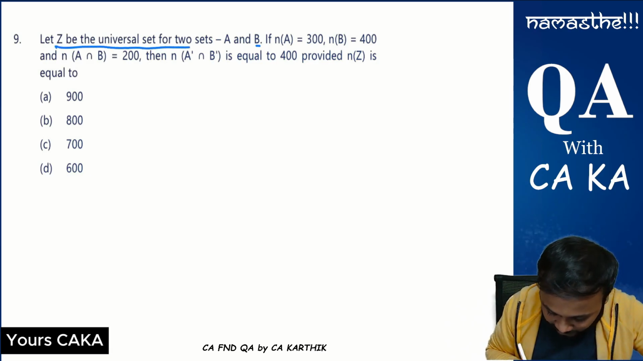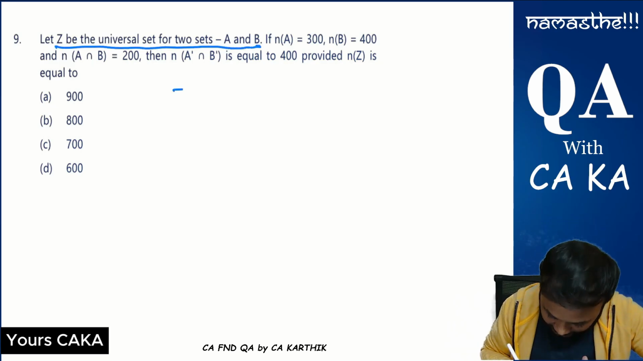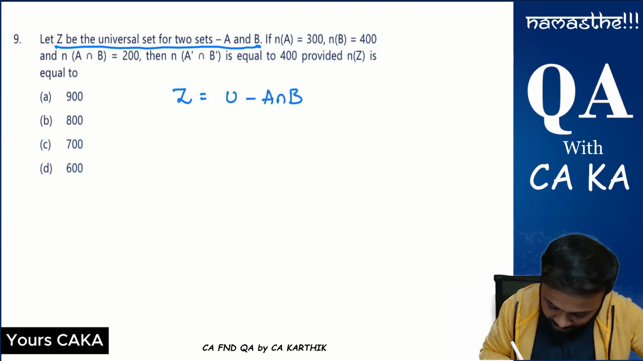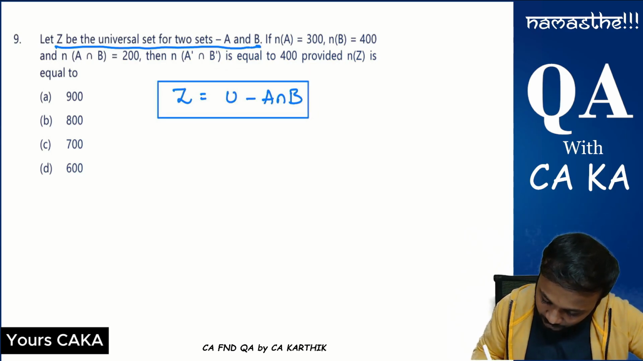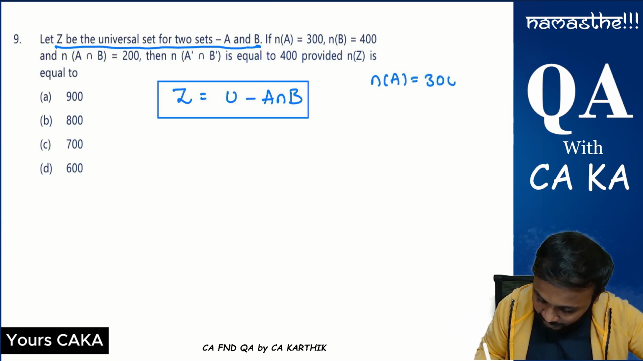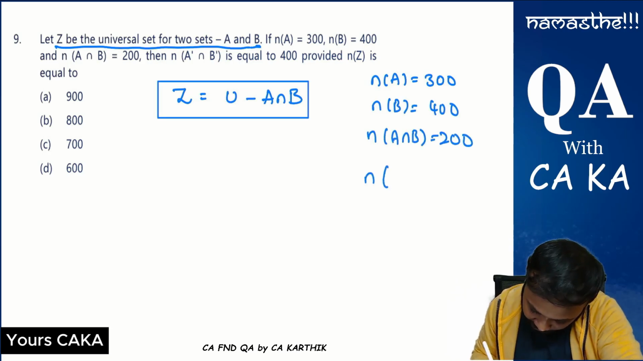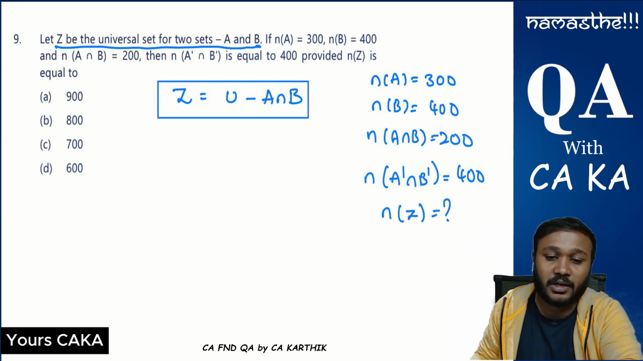Let Z be the universal set for two sets A and B. So how to write this? Z is equal to the universal set minus A intersection B. This is how we need to write. And what are the values they gave you? N of A is equal to 300. N of B is equal to 400. N of A intersection B is equal to 200. N of A complement intersection B complement is equal to 400. What is N of Z? This is the question.